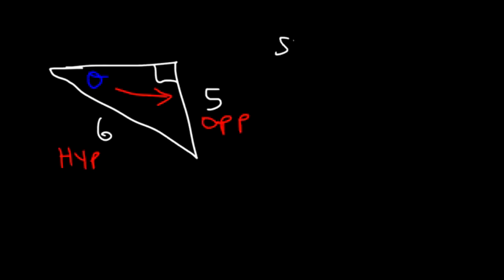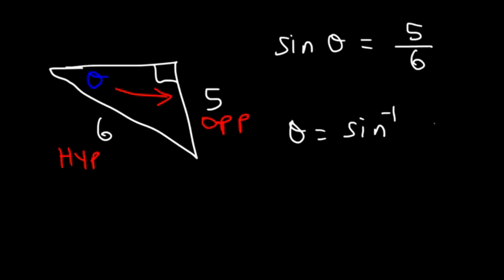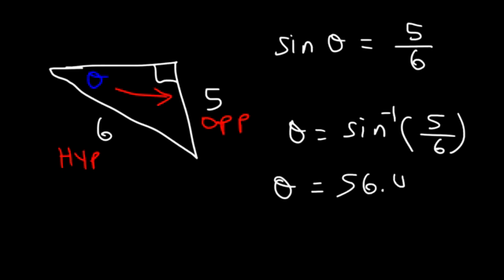So here's another one for you. Let's say this is 5 and this is 6. Go ahead and find the value of theta. So the hypotenuse is 6. Opposite to theta is 5. So we know sine is associated with opposite and hypotenuse. Sine theta is equal to the opposite side, which is 5, divided by the hypotenuse, which is 6. Therefore, theta is the arc sine or inverse sine of 5 over 6. And so the angle is going to be 56.44 degrees.